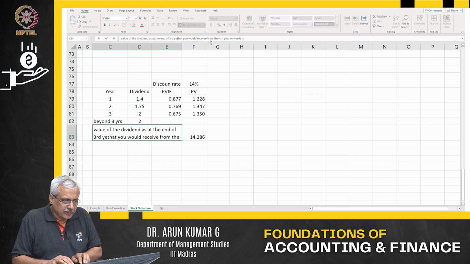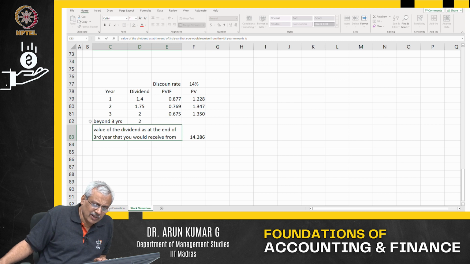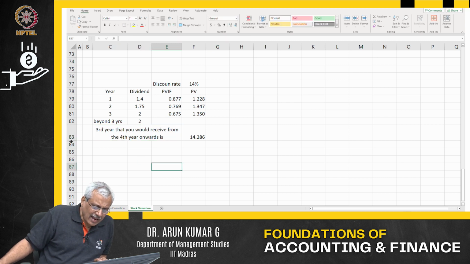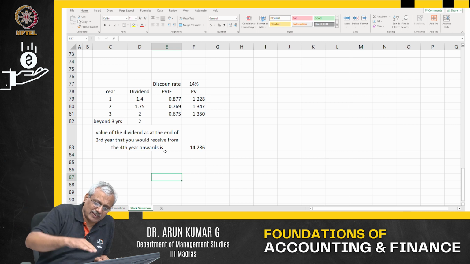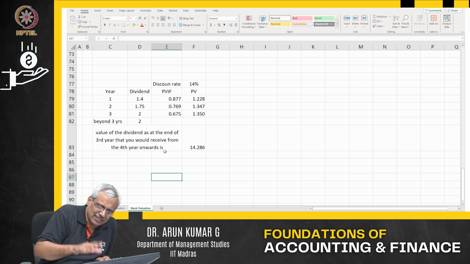Third year, value of the dividend as at the end of 3rd year that you would receive from 4th year onwards. 4th year onwards, you are going to receive for time immemorial. The value of it at the 3rd year is 14.286.